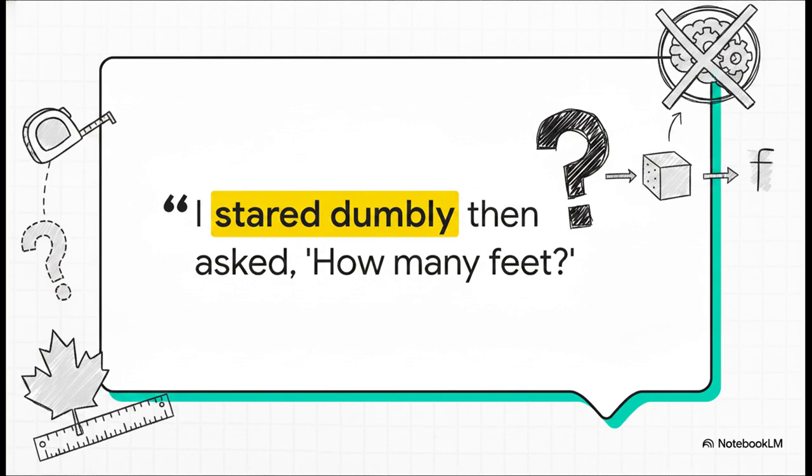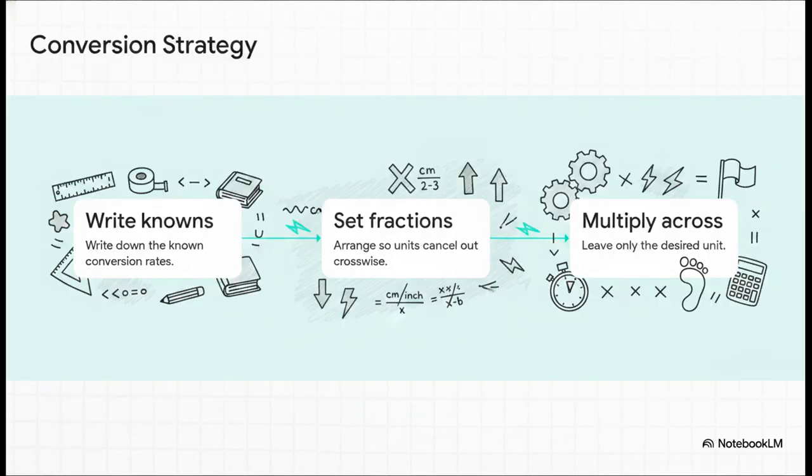You end up staring dumbly. Do not be the person staring dumbly. Just execute these 3 steps. Step 1, write your knowns. 1 inch is 2.54 centimeters.